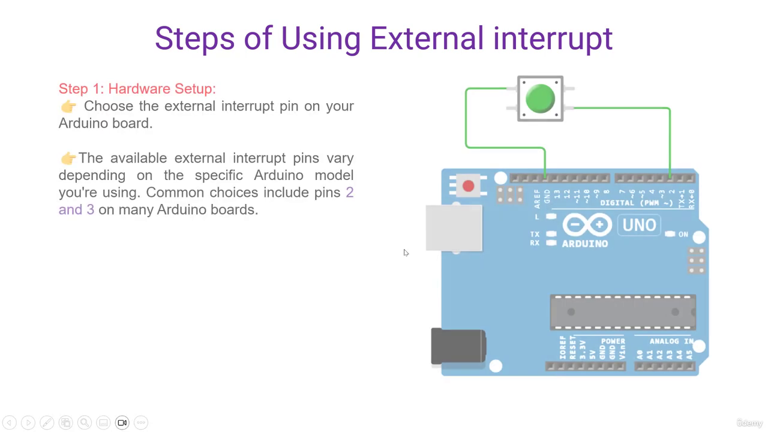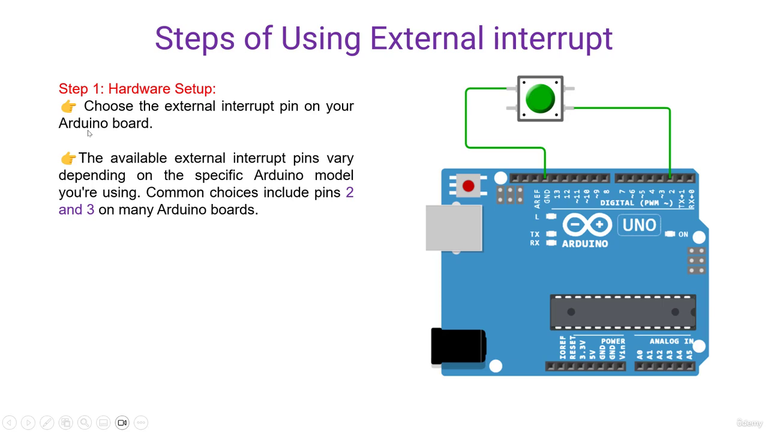First step is we need to configure the hardware and choose the external interrupt pin on our Arduino board. Like in the previous table we have seen, we can use 2 and 3 for Arduino Uno. The available external interrupt pins vary depending on the specific Arduino model, as shown in the table. Common choices include pins 2 and 3 on many Arduino boards.